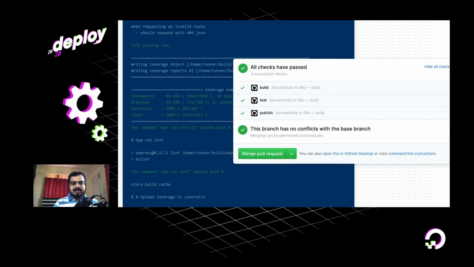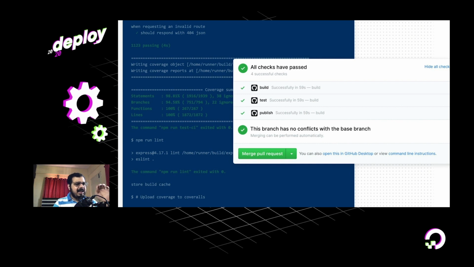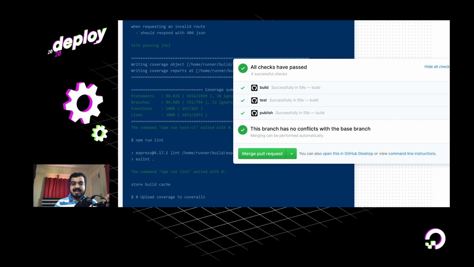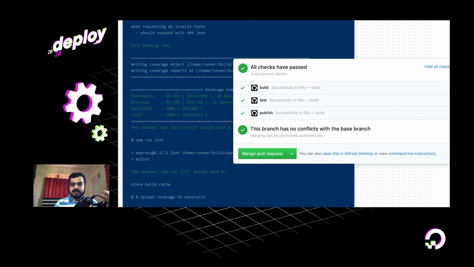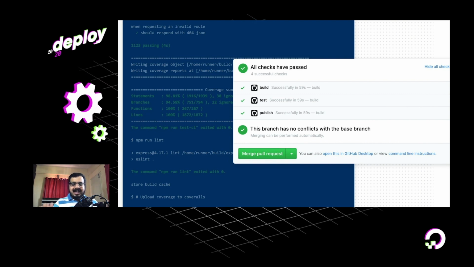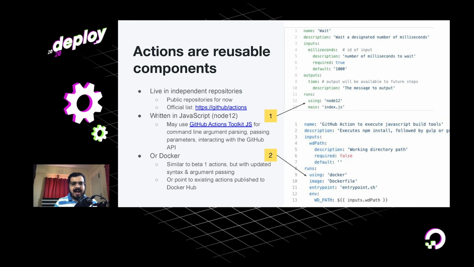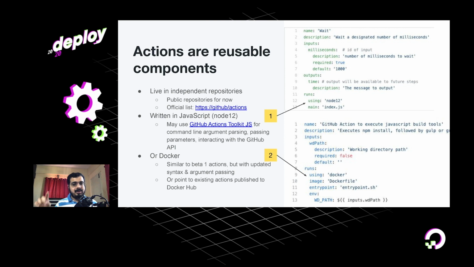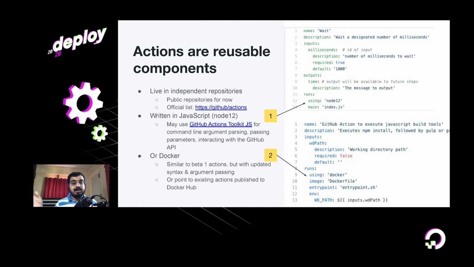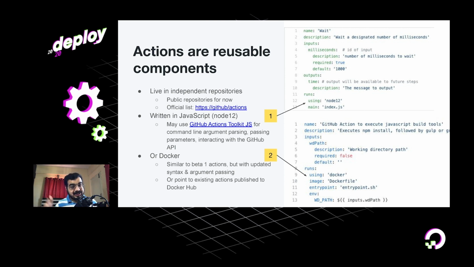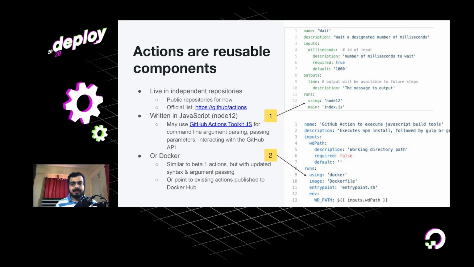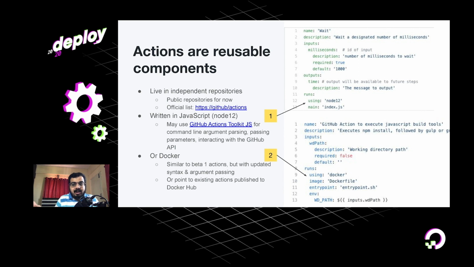All right, so before moving on, let's take a quick look at some of the core concepts of Actions, because we'll be using this in the demo while we are deploying to DigitalOcean later on. So Actions are reusable components and they live in independent repositories. They're written in JavaScript using Node 12. So you can write your own actions and with the help of the Actions toolkit, even publish them on the marketplace for others to use. And you can even use Docker or point to existing actions published to Docker Hub.